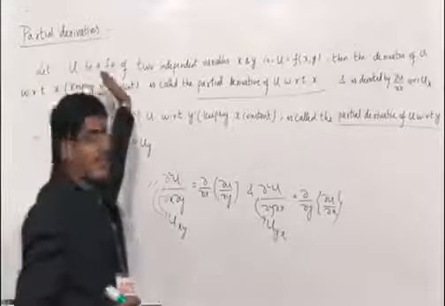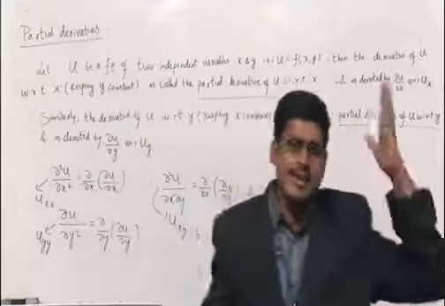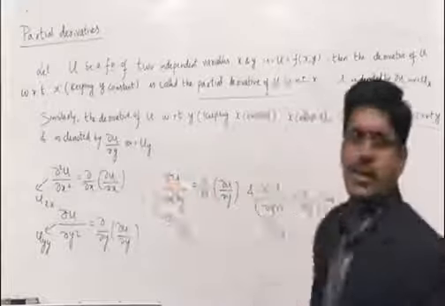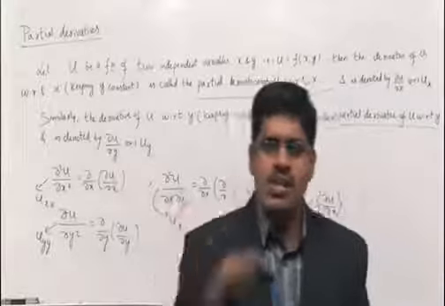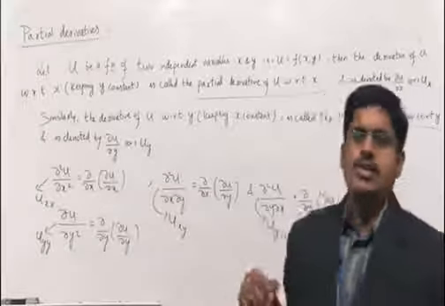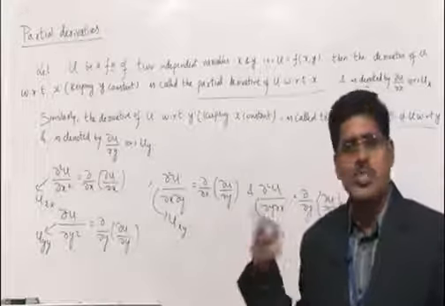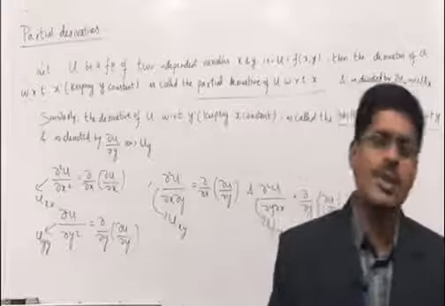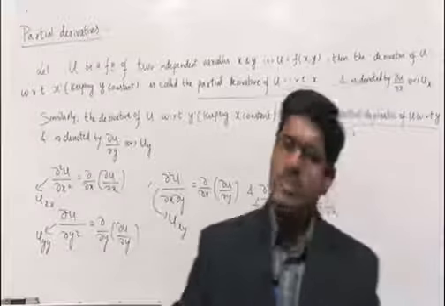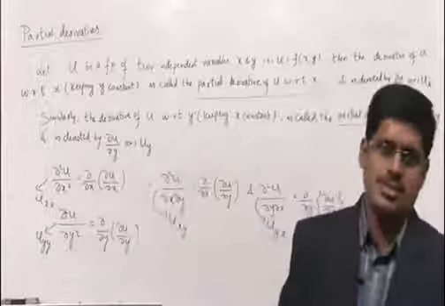Similarly, whenever u is a function of more than two independent variables x, y, z, t, etc., the same procedure is adopted: keep all other variables constant and differentiate with respect to the remaining variable. The partial derivative of u with respect to x is defined as the ordinary derivative of u with respect to x, keeping all other variables constant.